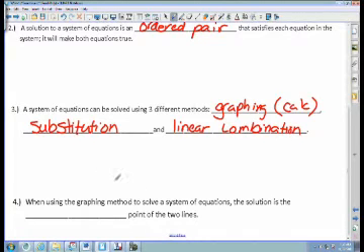When using the graphing method to solve a system of equations, the solution is the intersection point of the two lines. Next.